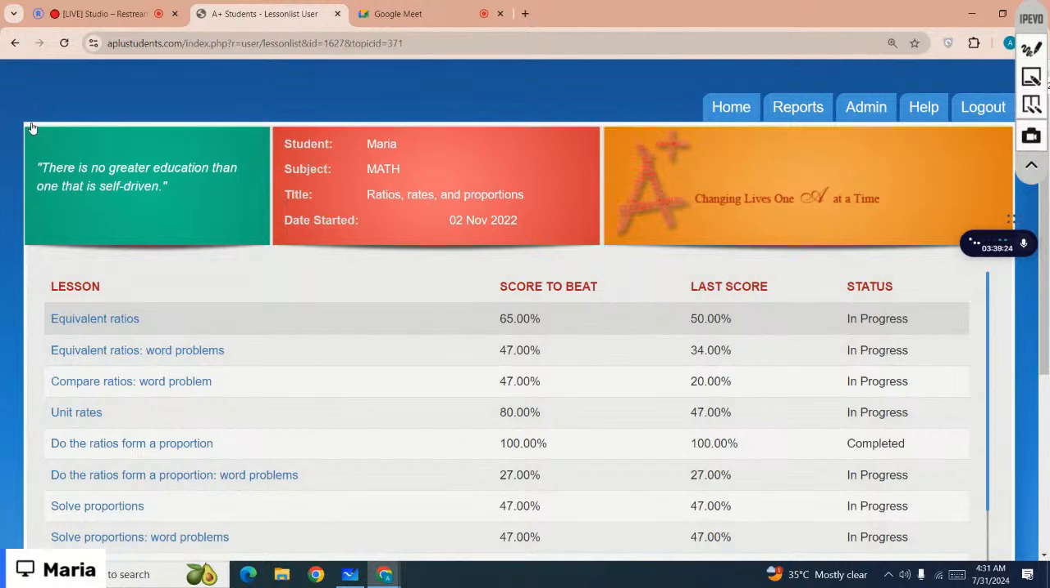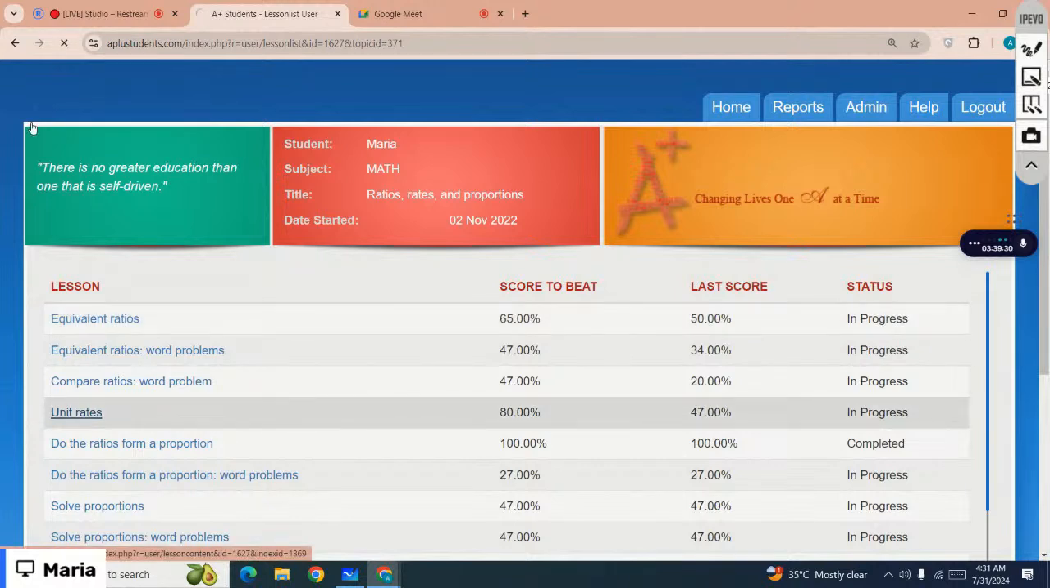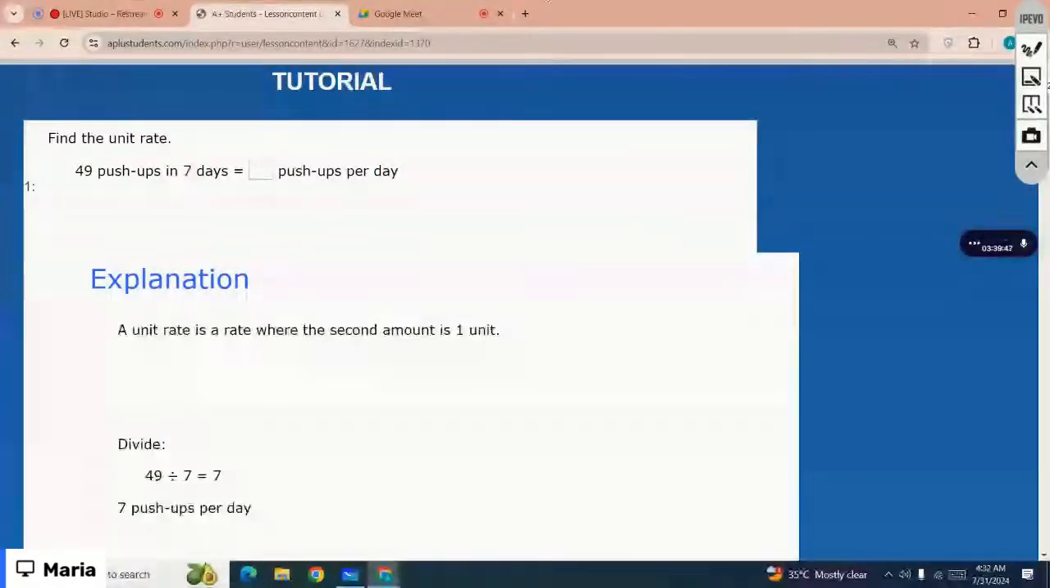Okay, the next lesson is unit rates. Let's just start with the next lesson. Unit rate means you need to calculate the price of one thing. You find the unit rate: 49 push-ups in 7 days. You need to calculate the push-ups in one day. A unit rate is a rate where the second amount is 1 unit. So 49 push-ups in 7 days, divide 49 by 7. That means it's one day, you have 7 push-ups. So the correct option is 7.